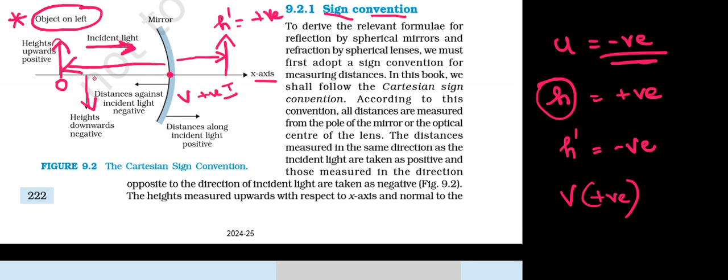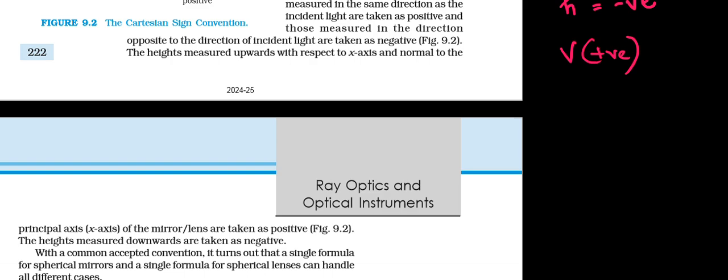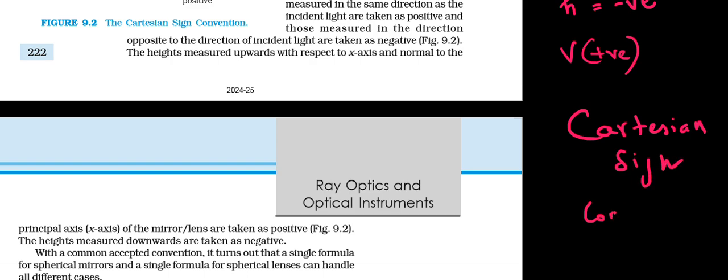All the distances have to be measured from the pole or the optical center, depending upon whether it is a mirror or a lens, right? And the height above the principal axis is positive, while below the principal axis, height is taken as negative. So with this basic sign convention, what is the sign convention we have used? It is basically the Cartesian sign convention. Based on this convention, we have certain rules to be followed, which we have discussed. With this convention, we are going to derive the mirror formula as well as the lens formula, the lens maker's formula for mirrors and spherical lenses.